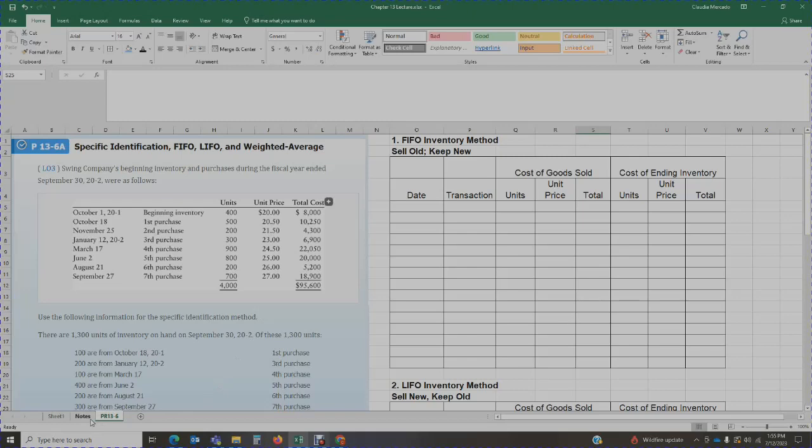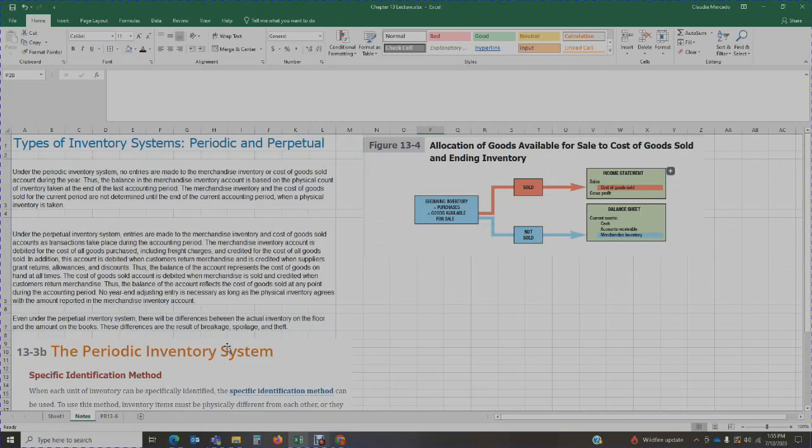Some background about inventory. Okay, so this lecture does not replace you reading the chapter. I'm just highlighting key points. You still have to go back and read the entire chapter. Okay, but in this chapter, the textbook covers two types of inventory systems: the periodic and the perpetual inventory system.